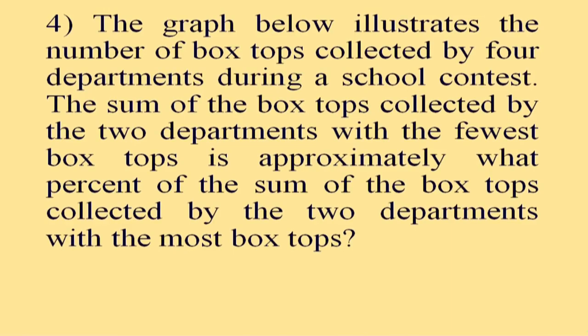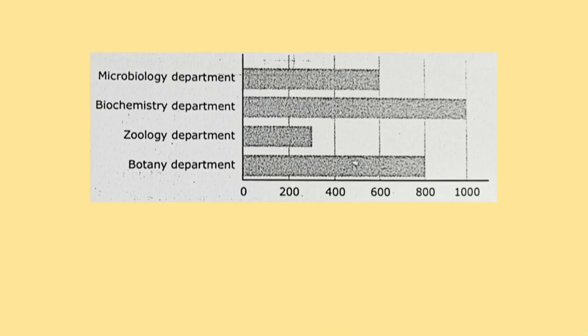You read this because the graph is on the other slide. The graph below illustrates the number of box tops collected by four departments during a school contest. The sum of the box tops collected by the two departments with the fewest box tops is approximately what percent of the sum of the box tops collected by the two departments with the most box tops? So the percentage of the two fewest box tops against the two most box tops. Got it?